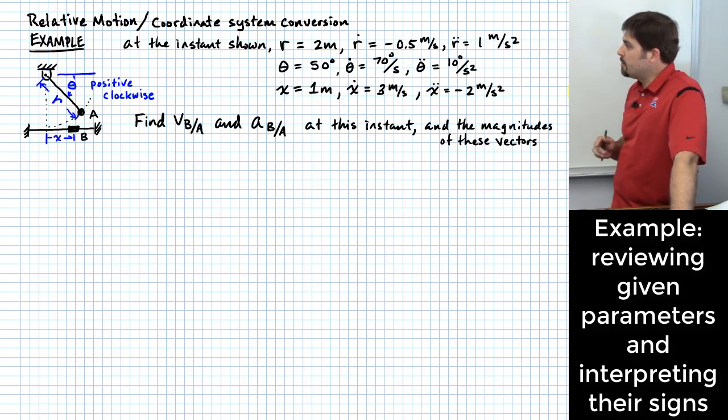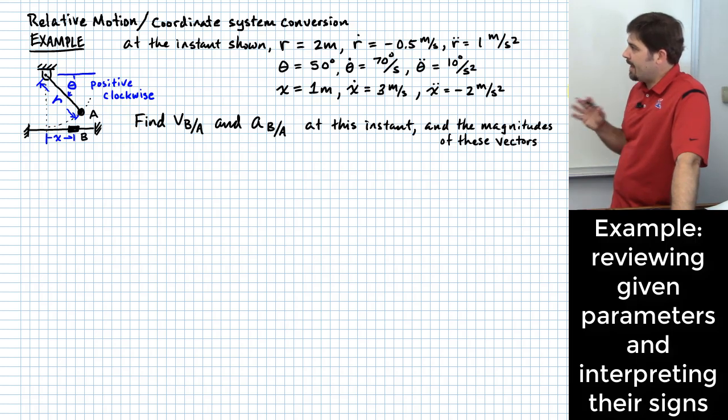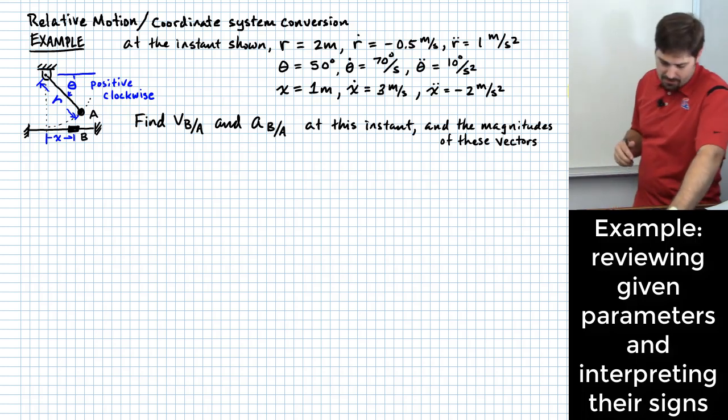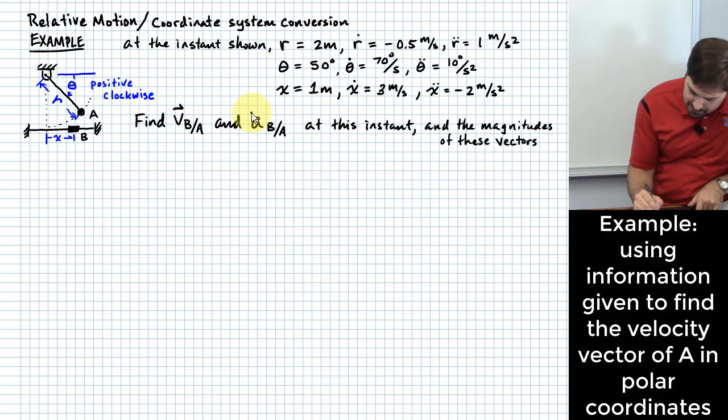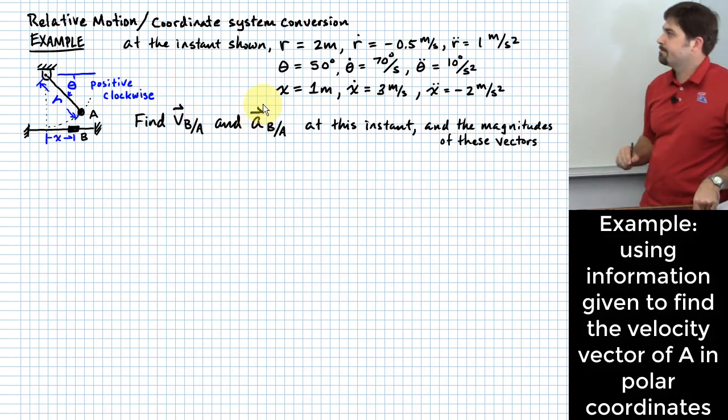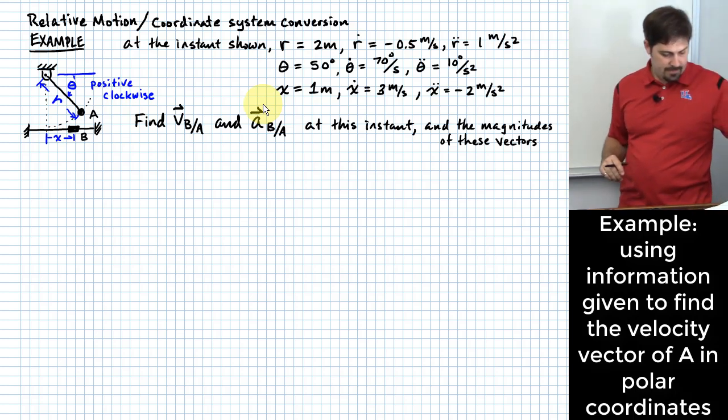All right, so what we need to do is find the velocity of B relative to A, and the acceleration of B relative to A at this instant, and also find out what the magnitudes are of those two vectors. I really probably should have little vector symbols over the top of these because these are vector quantities. Okay, so far so good?